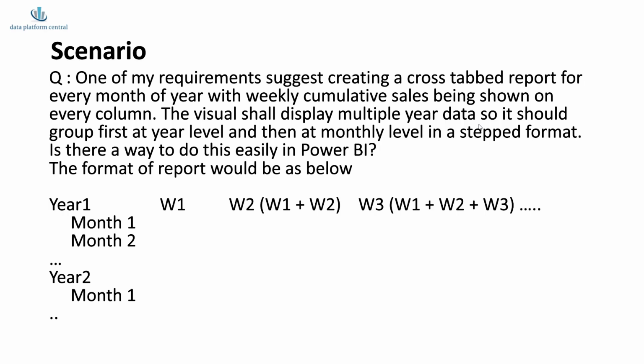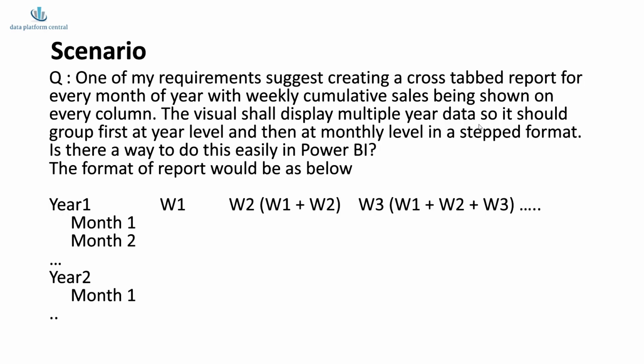So we have a stepped report format with year at the first level, month at the second level on rows, and on columns we have the weeks corresponding to each week of the month. So W1, W2, W3, etc. up to W6 depending on the number of weeks that you have in your month.